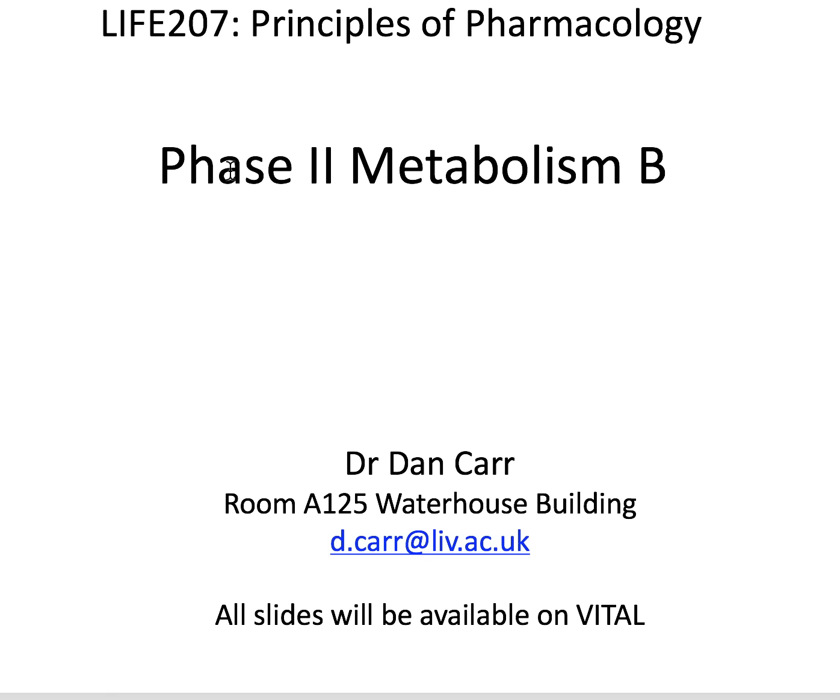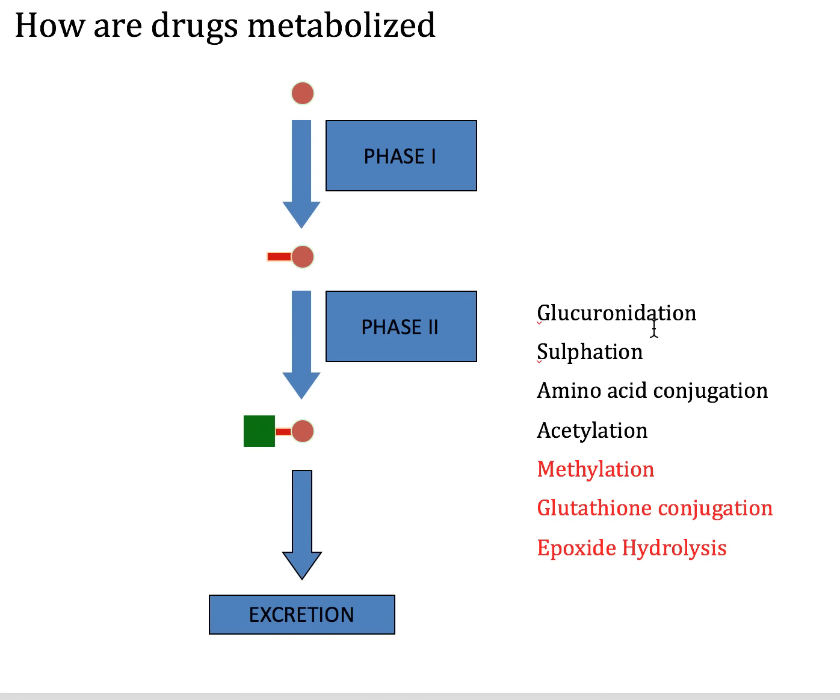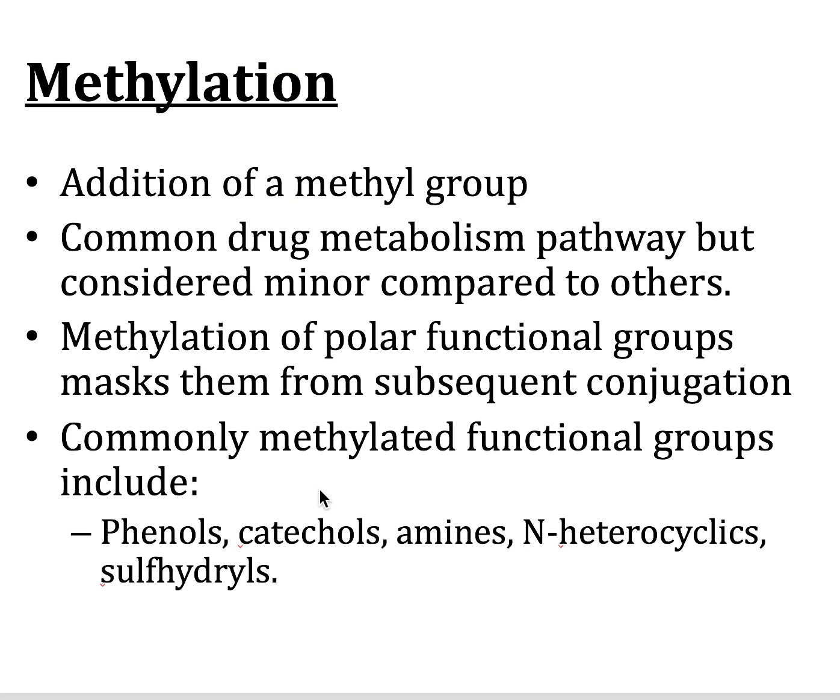Right, now we're going to carry on with phase 2 metabolism, so the rest of it. So far we've looked at glucuronidation, sulphation, amino acid conjugation, acetylation, methylation. So now we need to look at the last three. Methylation, from the name itself, you can guess it's the addition of a methyl group. Common drug metabolism pathway, but considered minor compared to the others. Commonly, metabolic functional groups include phenols, catechols, amines, so just keep that in mind.